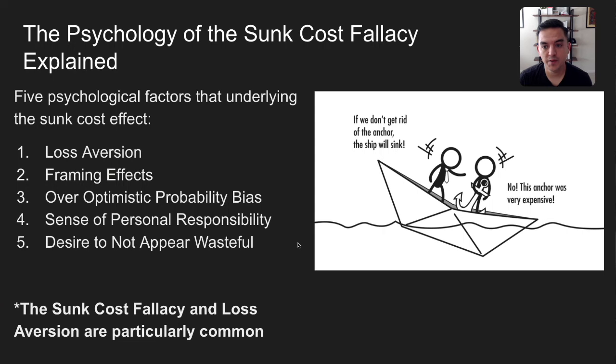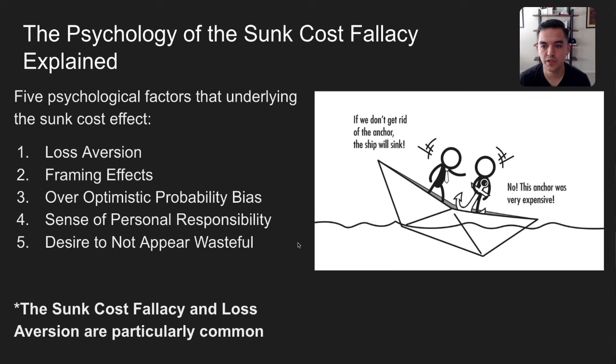There's some psychology behind this, and at a very high level there are 5 psychological factors that underlie the sunk cost effect: loss aversion, framing effects, over-optimistic probability bias, a sense of personal responsibility, and a desire not to appear wasteful. The sunk cost fallacy and loss aversion are particularly linked, and I'll get into that in a second.